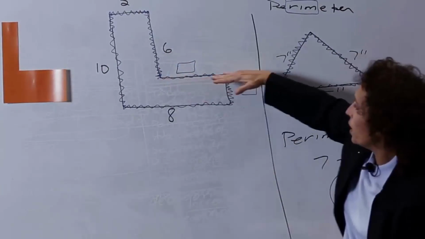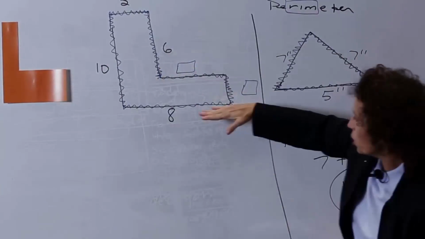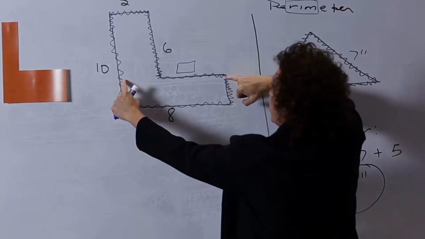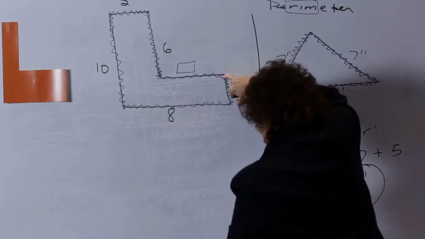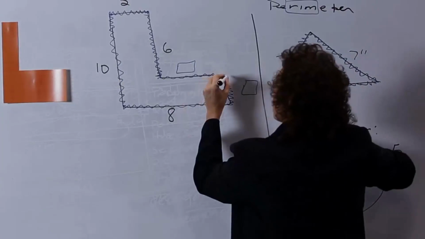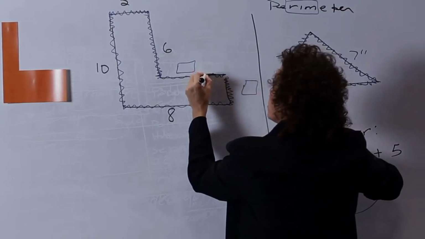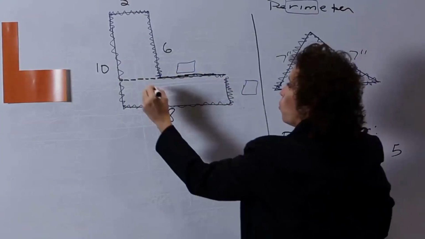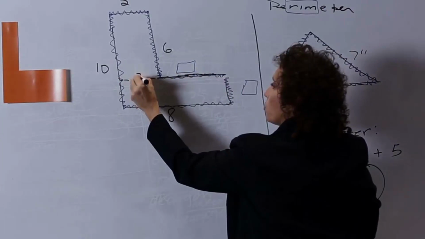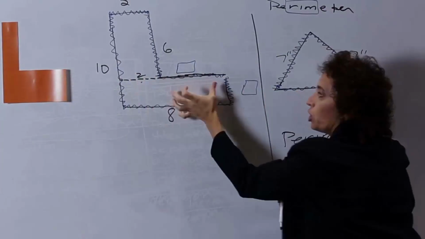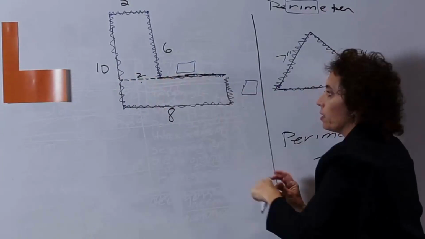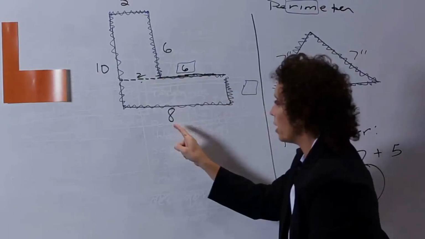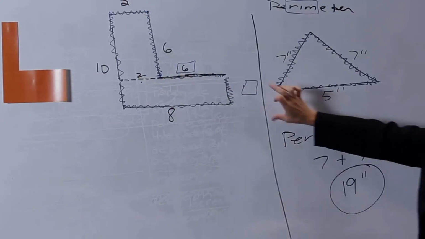Since this side is going horizontally, I'm going to look across horizontally, and this side from here to here is 8. So that means from here to here has to be 8. Okay, that means this whole thing from here to here has to be 8. Well, we already know that this piece is 2. Well, if this piece is 2 and this whole thing has to be 8, okay, then this piece has to be 6 because 6 plus 2 is 8.